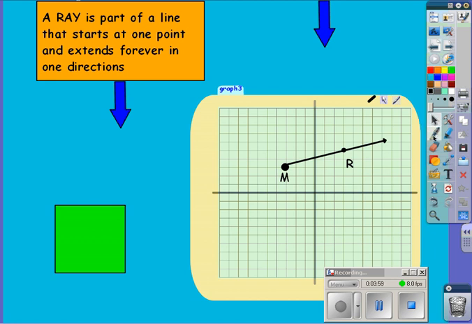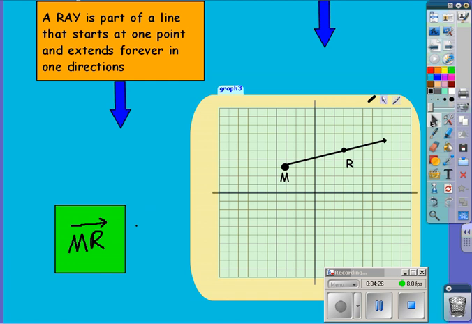So when I start writing about this, I'm going to write M first because the ray starts at M, and then R because it extends forever through R. And I'm going to draw a picture above it so I know I'm talking about ray MR. The order you put those letters is very important, so we know which point you're starting at and which point the ray goes through.